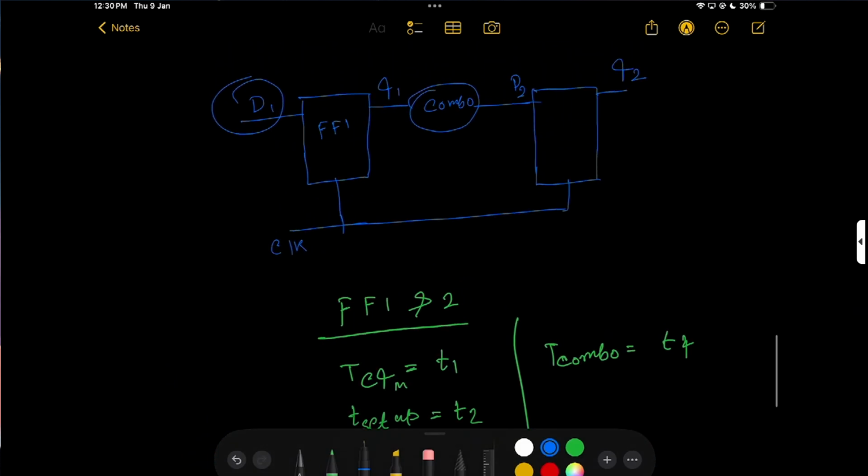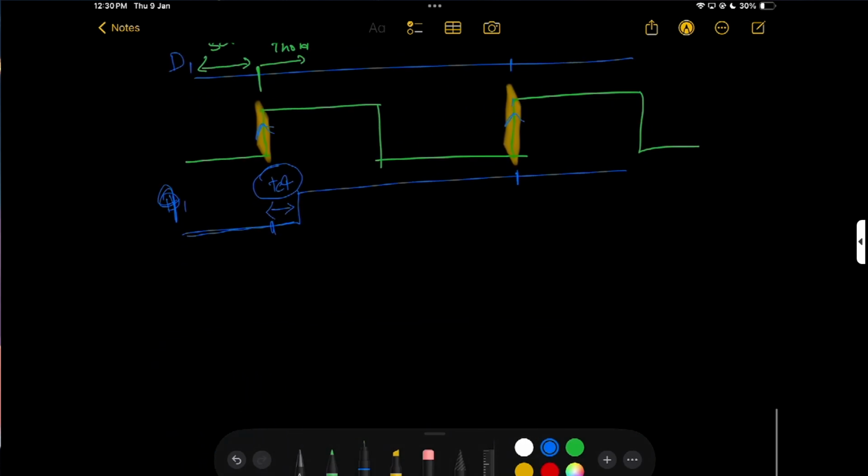So we need D2. How do we get D2? There is some combinational delay. So just take the combinational delay like this. Here is the TCQ and here is the combinational delay, like TPD. I assume TPD, and here is my output again.